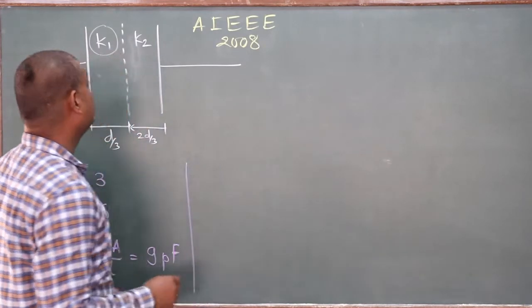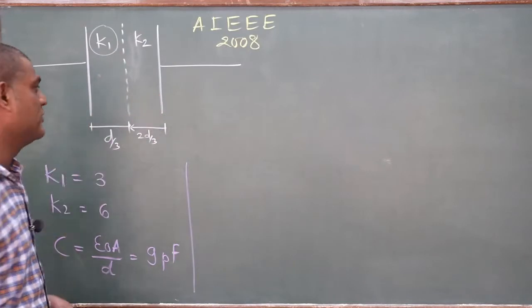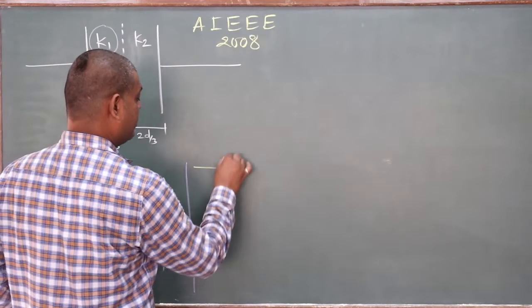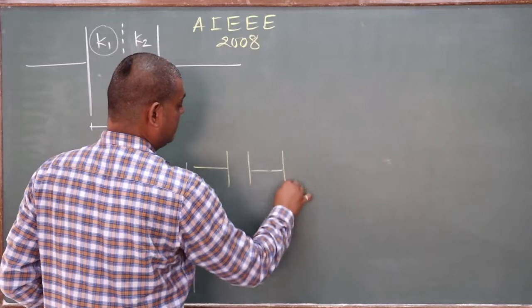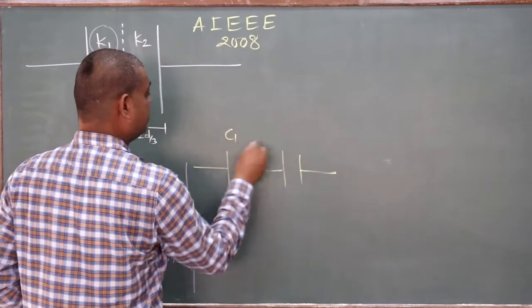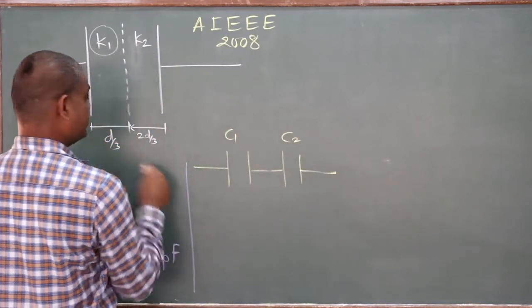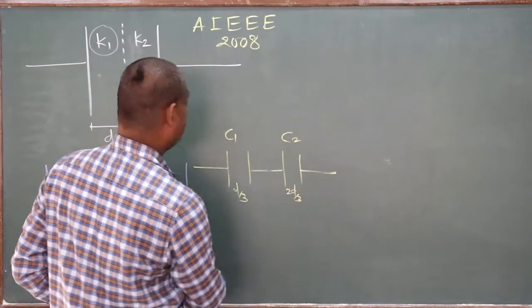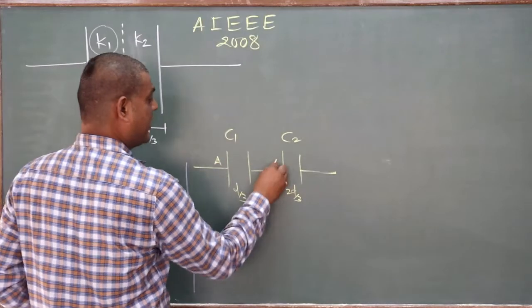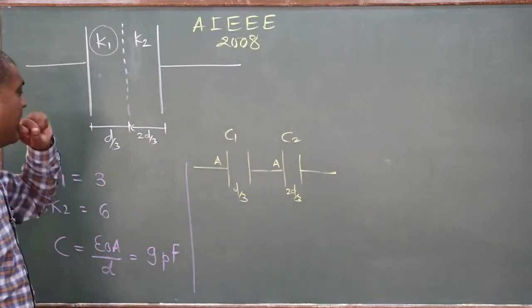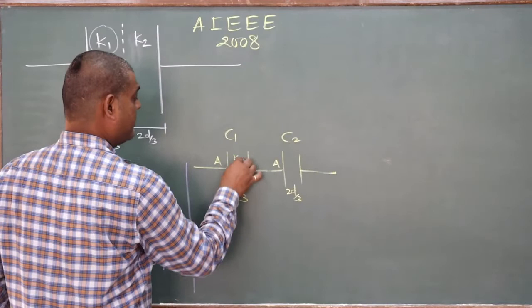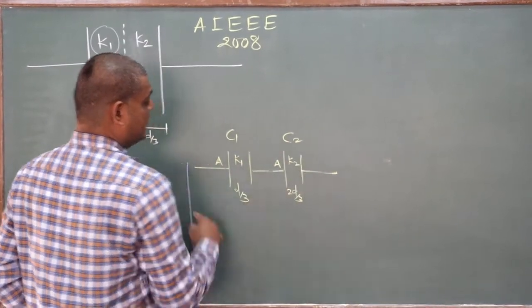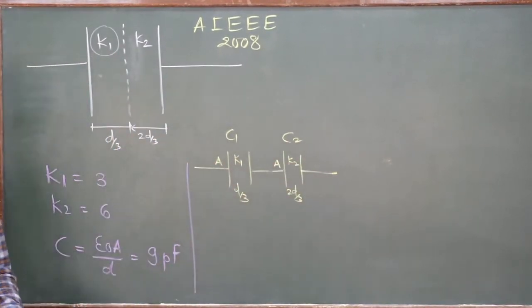First of all, we will write what is C1 and what is C2. First of all, simplifying the diagram. Capacitor 1, capacitor 2: it is C1, it is C2. Width is D by 3, the width is 2D by 3. Area is A, area is A. Dielectric constant is K1, dielectric constant is K2. These two capacitors are in series. The question is to find out the equivalent capacitance of such a combination.